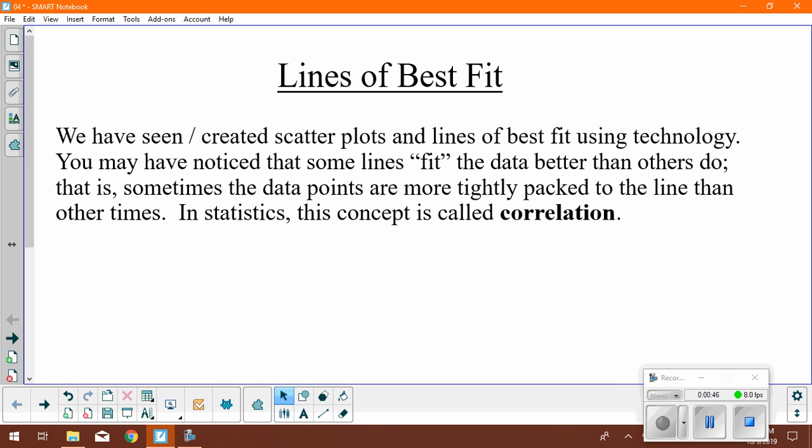You may have noticed that some lines seem to fit the data better than others do. That is, sometimes the data points are more tightly packed to the line than other times. In statistics, we call this idea correlation.